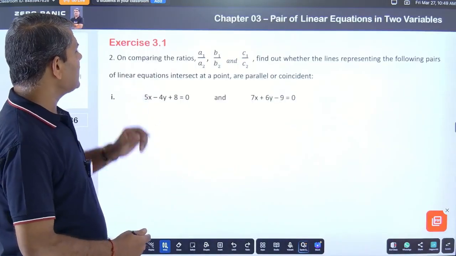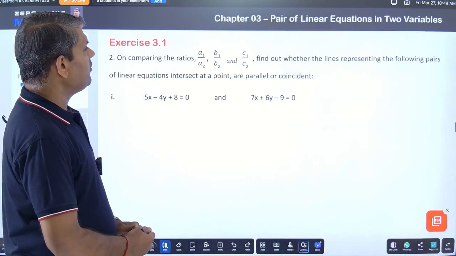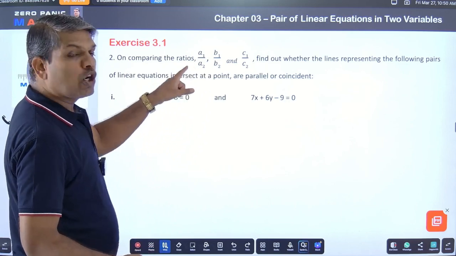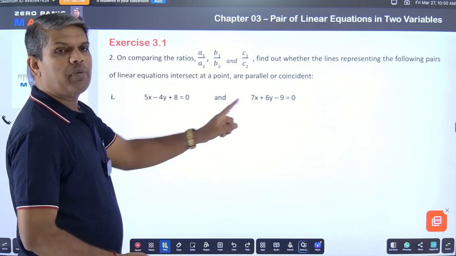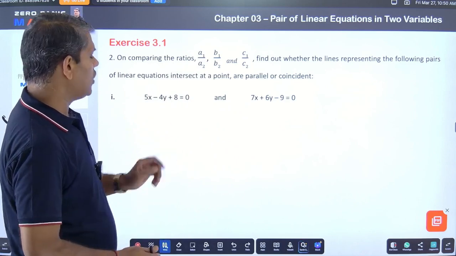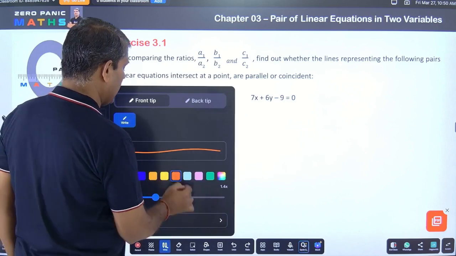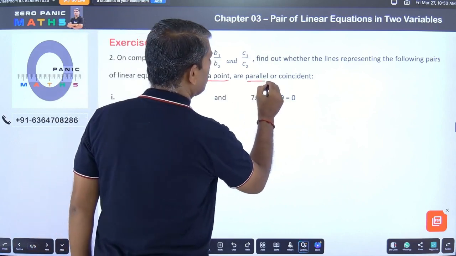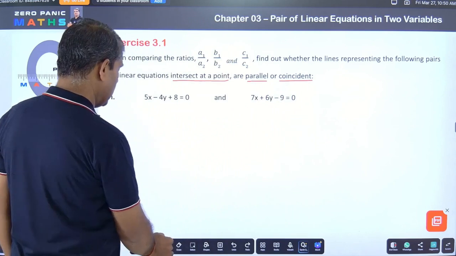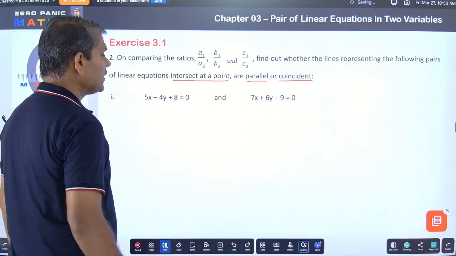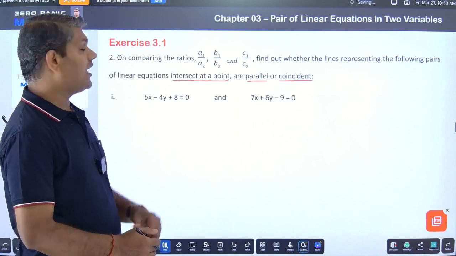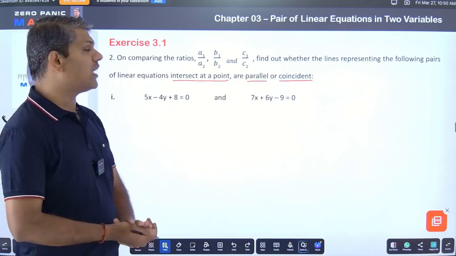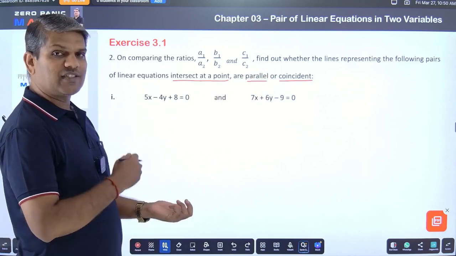Okay, in the second set of questions, we are given a different kind of problem. Here we are dealing with the coefficients of both the pair of linear equations given, and based on that we will be identifying whether the lines are intersecting at a point, or parallel, or coincident. And if you remember, we already know the conditions for identifying these. What are those conditions? We have discussed that in the previous session.